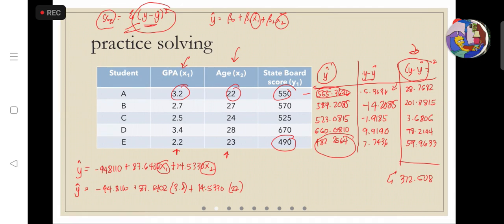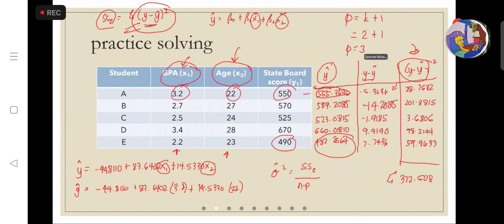Okay, so we already have our error sum of squares. We can already solve for the estimator of variance. The estimator of variance again is SSE, the error sum of squares, over n minus p. Again, our p is equal to k plus 1. Our k is the number of independent variables, so we have one independent variable, two independent variables. So there are two independent variables, and then plus 1, therefore our p is equal to 3.